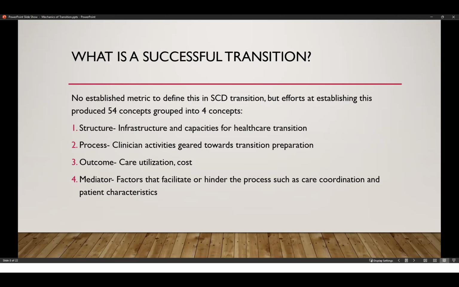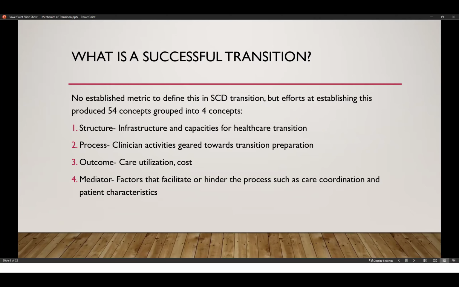So care utilization. After all that work, is the patient able to go to the clinic? Are they actually utilizing their care system? Are they going for their outpatient appointments? Are they going for ED visits or things like that? Are they coming in? And then how much does this cost to the patient? If they're not able to utilize care, of course, it's not successful. And if the cost is so high for the patient, they will not be able to transition successfully.